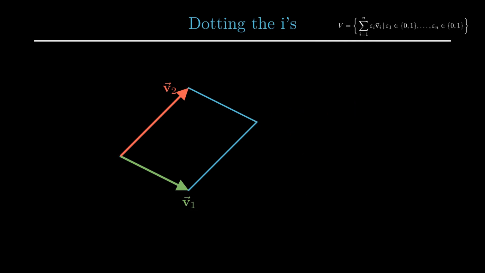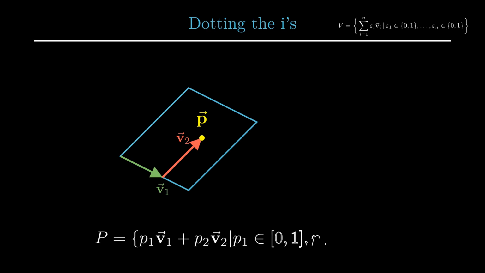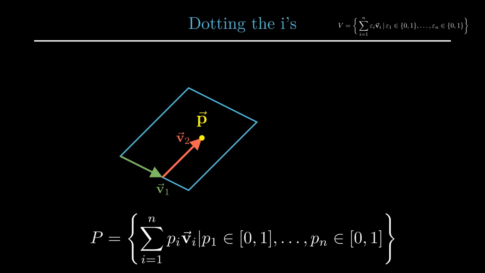Now, notice that every point inside the parallelogram can be described by a combination of the basis vectors, each scaled down by factors between 0 and 1. I'll write down formally P, the set of the points inside the parallelogram. It's very much like before, except the coefficient can be any real number between 0 and 1. Likewise, it can be easily generalized to higher dimensions.